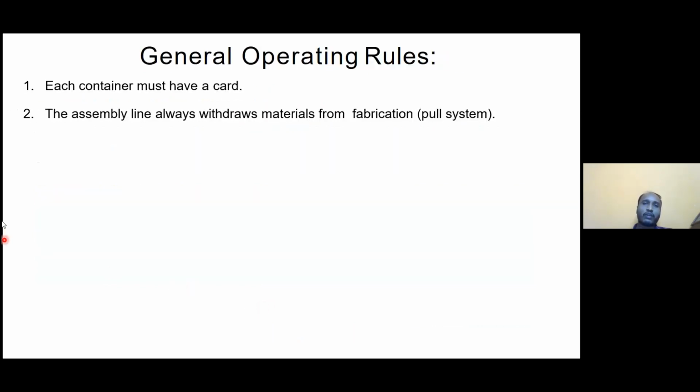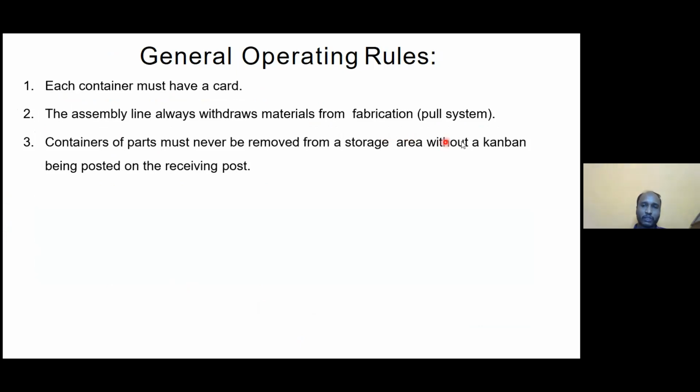These are some general operating rules for the Kanban system. Each container must have a card, so one container for one bin. The assembly line always withdraws material from fabrication through the pull system. The container of parts must never be removed from a storage area without a Kanban being posted on the receiving post.